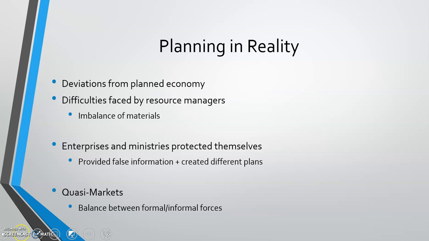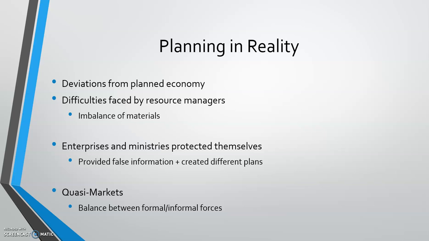Now planning in reality, there were lots of deviations from the original planned economy. They were so strong that Eugene Zaleski suggested that it was barely a planned economy at all. The resource managers had such an impossible task that the material balance ended up grossly unbalanced. Even Joseph Stalin himself said these resources were being controlled mainly by the resource managers.